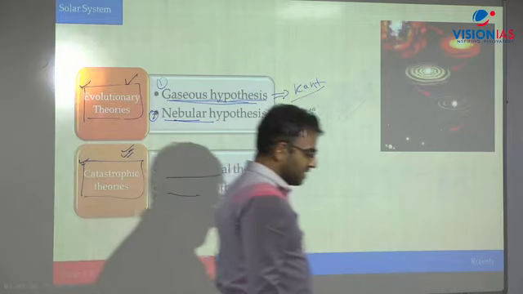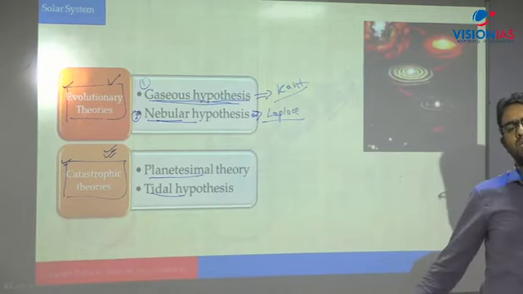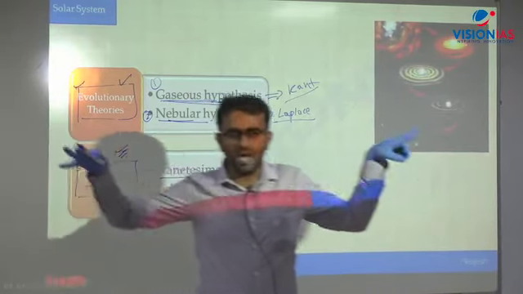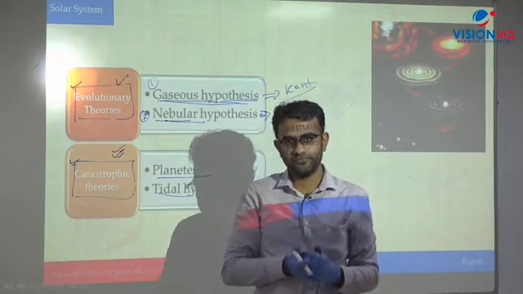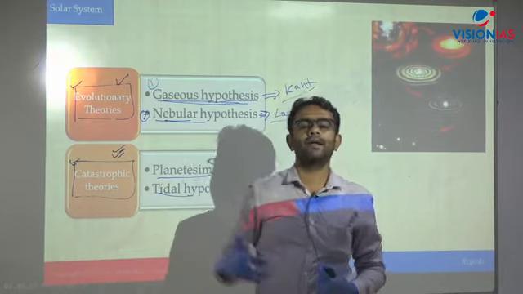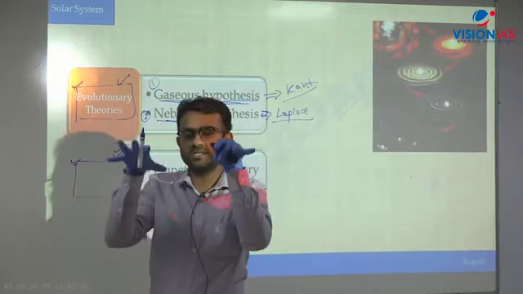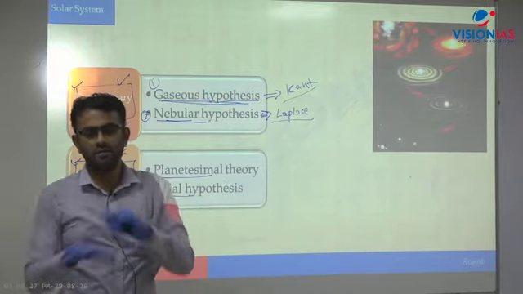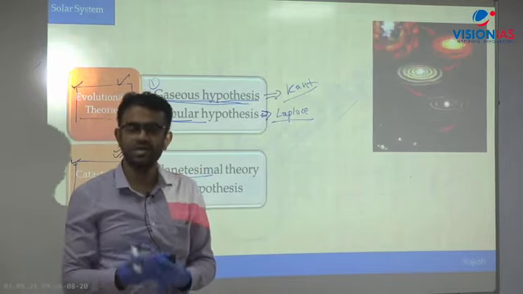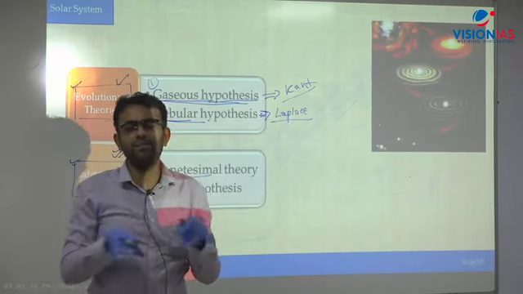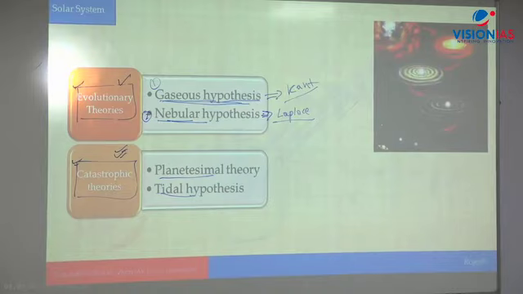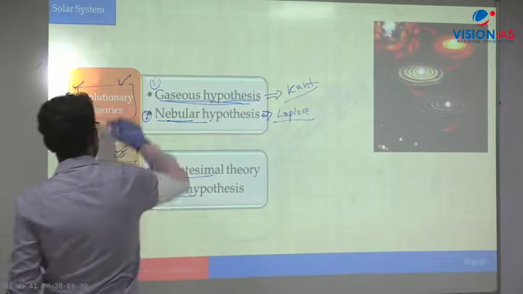So what exactly are evolutionary theories? Both the theories say something common. Basically evolutionary theory says that the entire solar system evolved together. That is, along with the evolution of the sun, all the different planets also evolved. That is, they evolved from the same gaseous cloud. There was one huge gaseous cloud, in that the center part became the sun and the surrounding part became the planets. That is what is evolutionary theory.